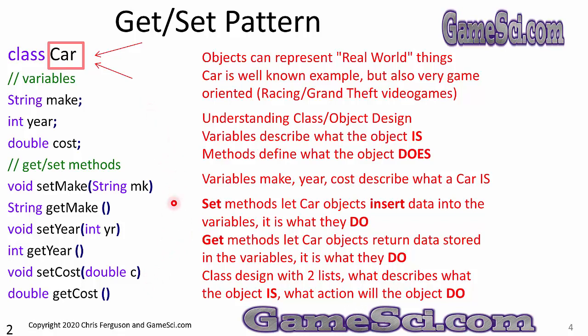Objects are variables with variables and methods. The first thing I want to understand about objects is what the variables are and what the methods are. The variables define what the object is. The methods define what the object does.